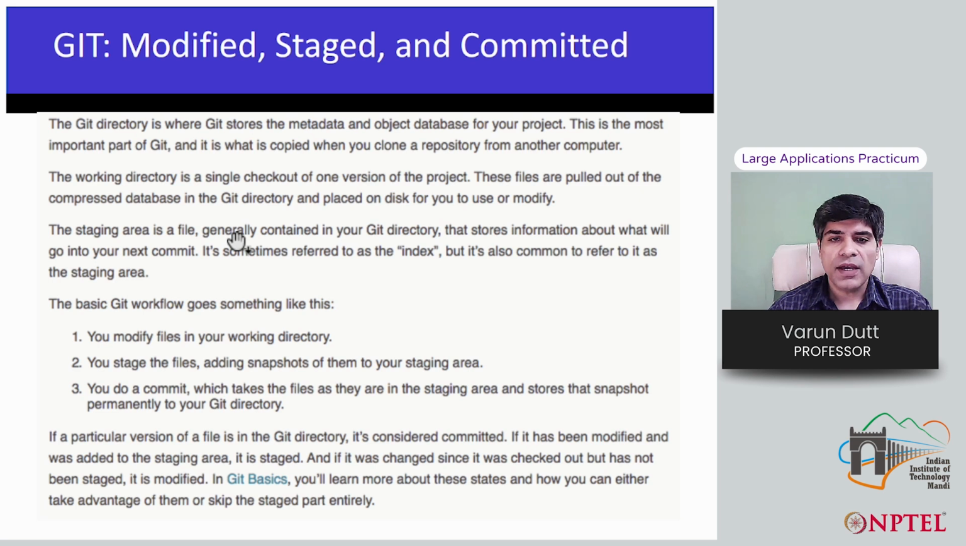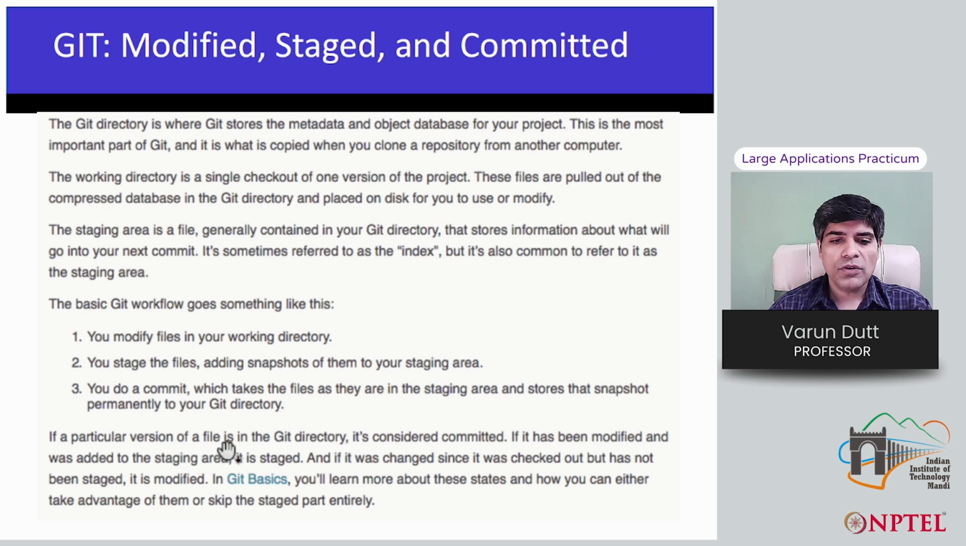The staging area is a file, generally contained in your Git directory, that stores information about what will go into your next commit. It is sometimes referred to as the index, but it is also common to refer to it as the staging area. Now, the basic Git workflow is the following. You modify files in your working directory, then you stage the files, adding snapshots of them into your staging area, and then we do a commit, which takes the files as they are in the staging area and stores that snapshot permanently into your Git directory, which is on your local machine.